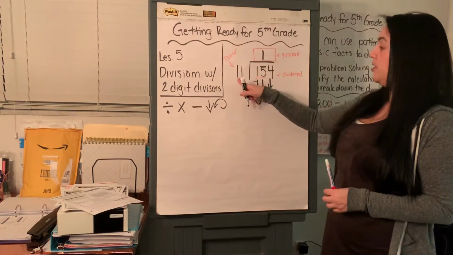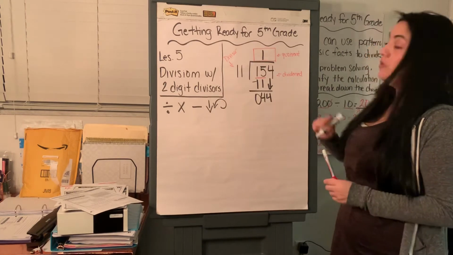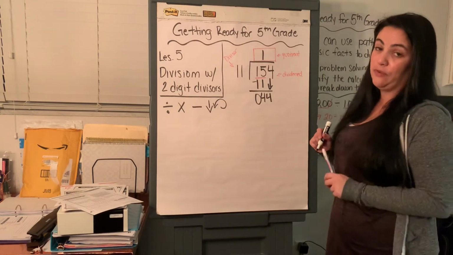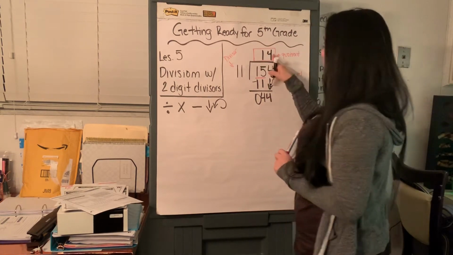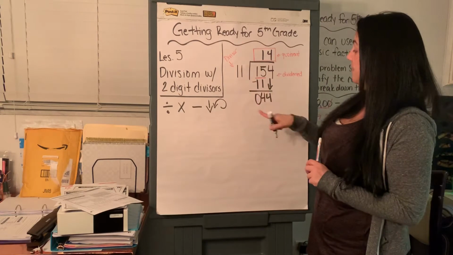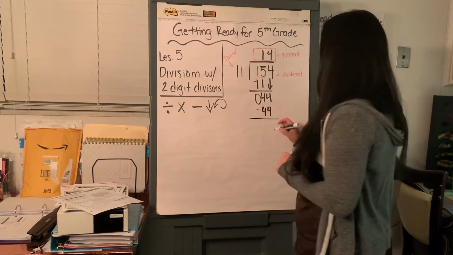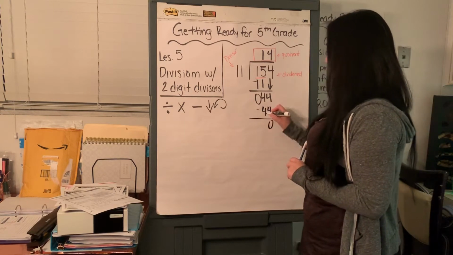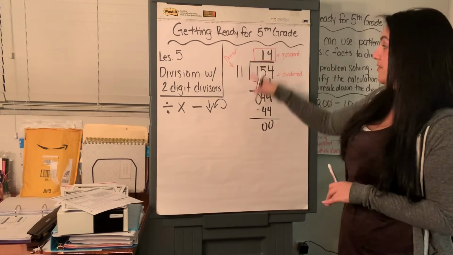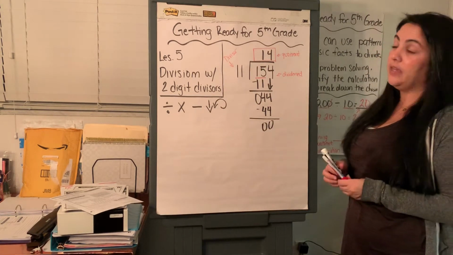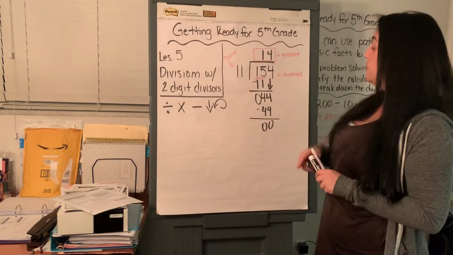I divide 44 divided by 11. That means what number times 11 gets me close to 44 or something that equals 44? And that would be 4. 4, going over the 4 because that's what you brought down. 4 times 11 is 44. So now I'm going to put my new answer here to break down the number. 4 minus 4 is 0. 4 minus 4 is 0. And I don't have any other numbers to bring down, so I don't have to bring it back. That means I'm done. Here we see that 154 divided by 11 equals 14.